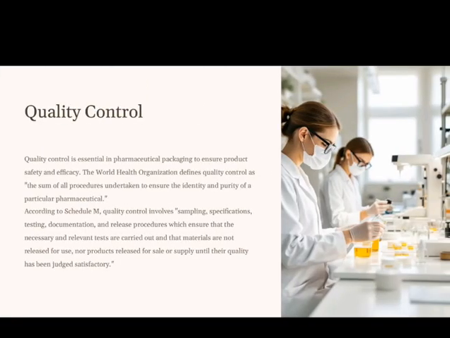Quality control. Quality control is essential in pharmaceutical packaging to ensure the product safety and efficacy. The World Health Organization defines the quality control as the sum of all procedures undertaken to ensure the identity and purity of a particular pharmaceutical. According to Schedule M, quality control involves the sampling, specifications, testing, documentation, and release procedures which ensure that the necessary and relevant tests are carried out and that materials are not released for use, nor products released for sale or supply until their quality has been judged satisfactory.